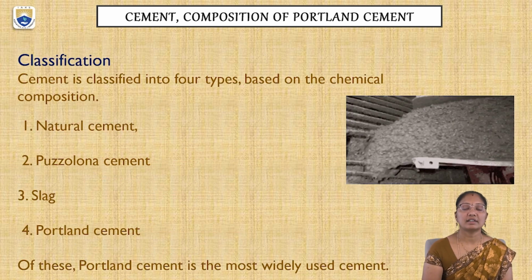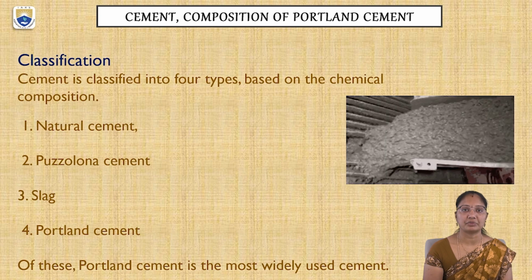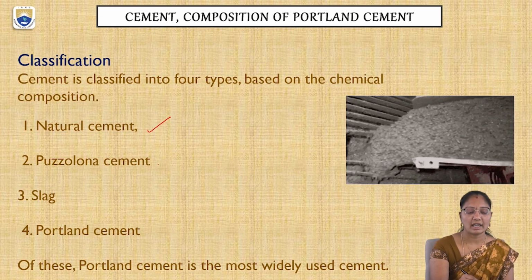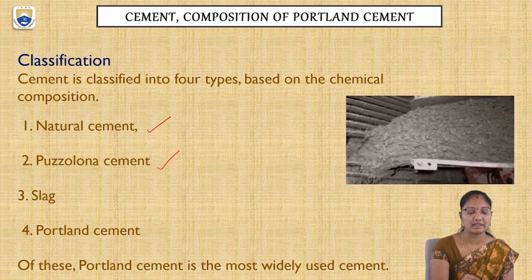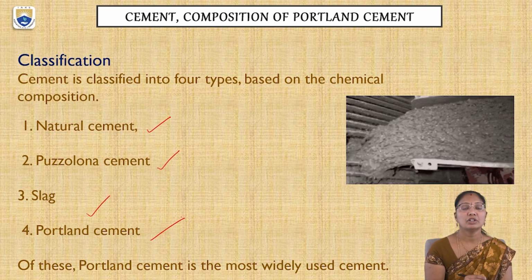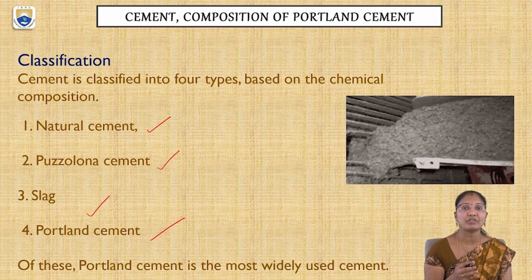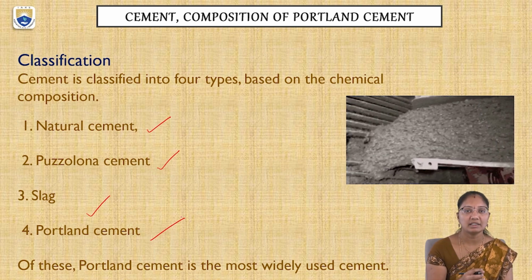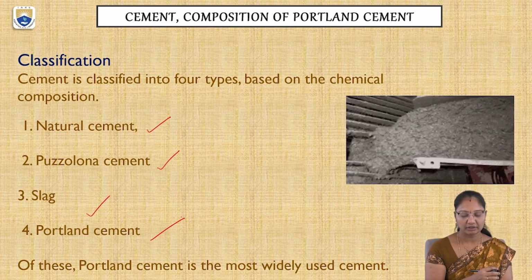Generally, cements are classified into four types: natural cement, Pozzolana cement, slag cement, and Portland cement. Based on the composition of the chemicals present in the cement, they are classified into four types.